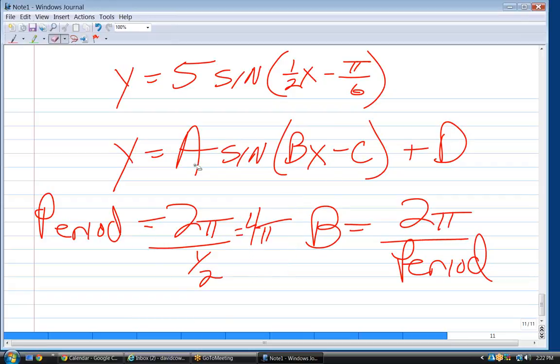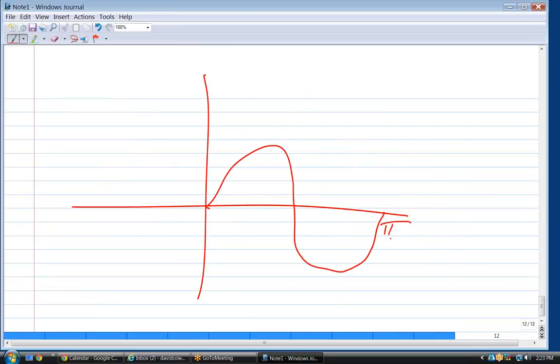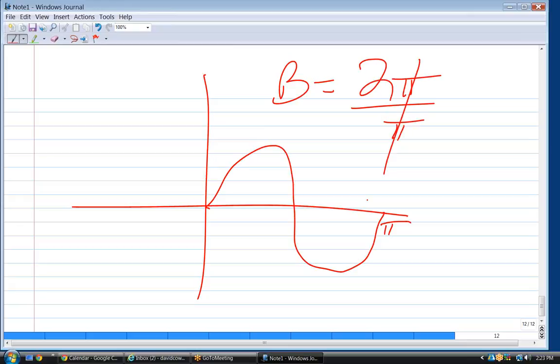These kinds of questions, you're going to get just as many where they give you b and ask you for the period, like this. Or another way would be to give you a graph and say, what is b from the graph I just drew? b is 2. It's 2 pi over the period, and the period here is pi. So it would be 2.